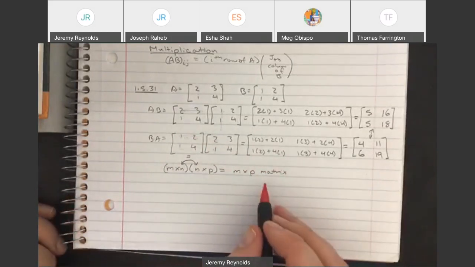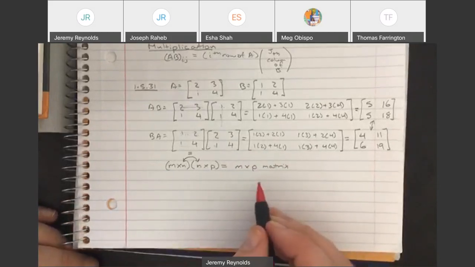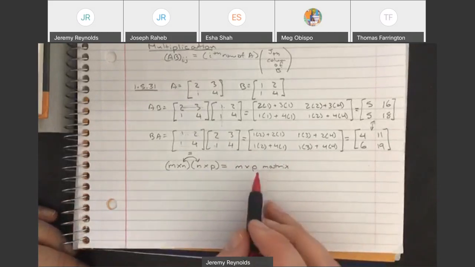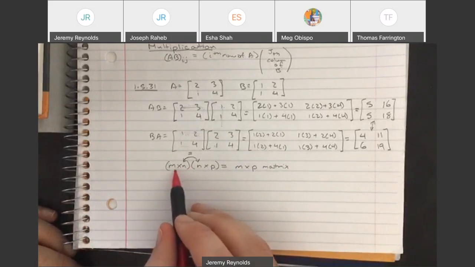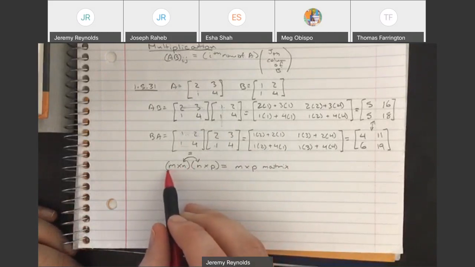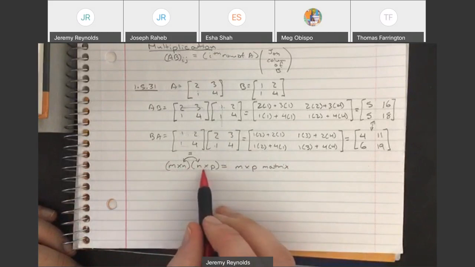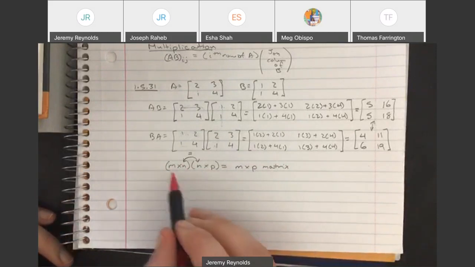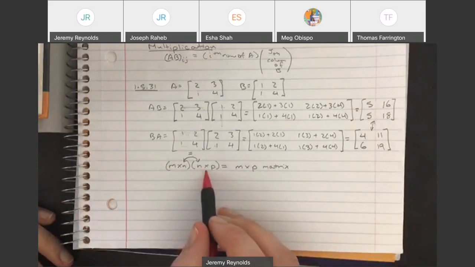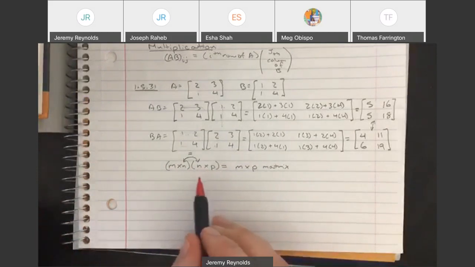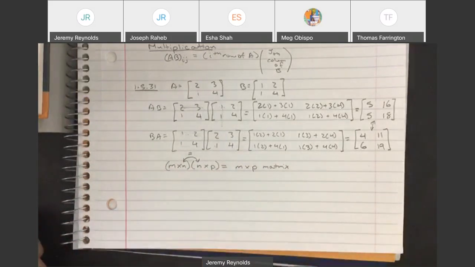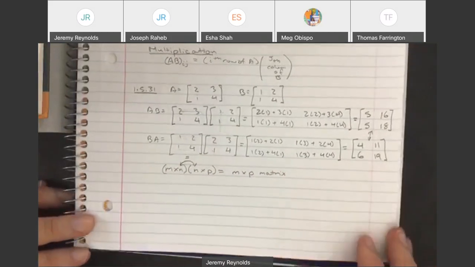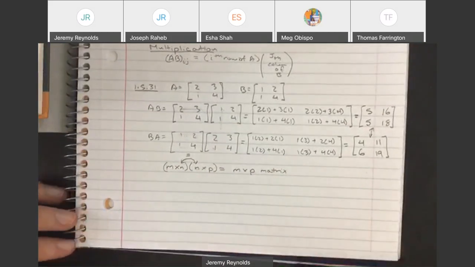So in the end, even if I do a 10 by 1 and I multiply it by a 1 by 10, I'm going to end up with a 10 by 10 matrix. Even though I just started off with a column vector and a single row vector, the result will be a 10 by 10 matrix. So you can definitely up the dimensions of the matrix fairly quickly.